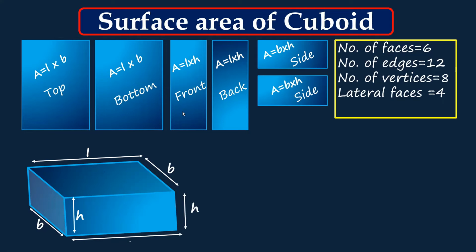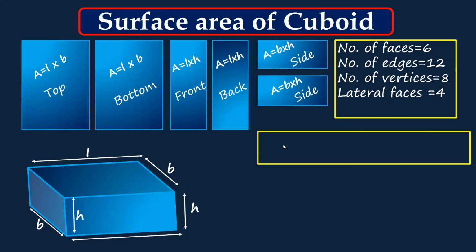And if I take the front and back faces, for this I have to consider length and height. This is the front face and this is the back face. So the area of the front and back faces is length into height, right? Now we'll see the side faces. Side faces have sides breadth and height. So the area of these side faces is breadth into height, right?